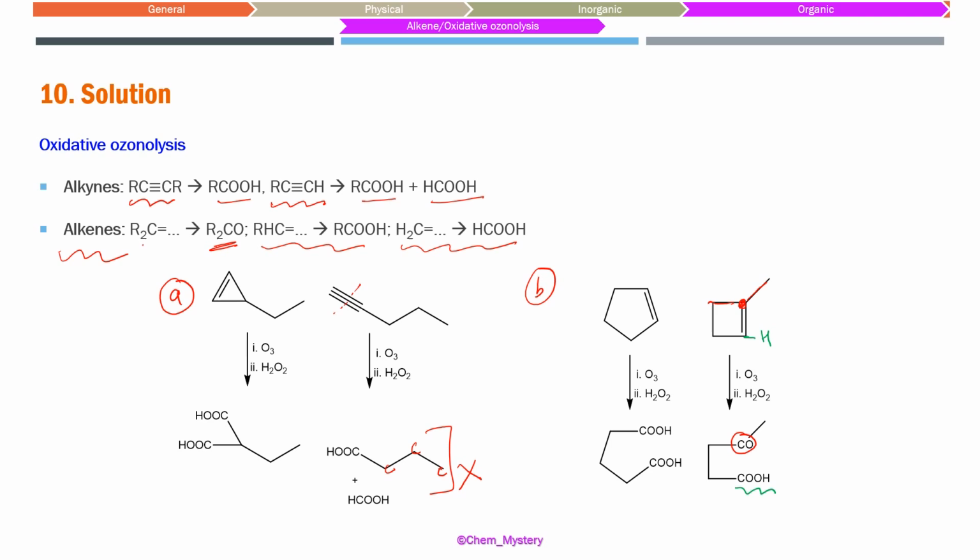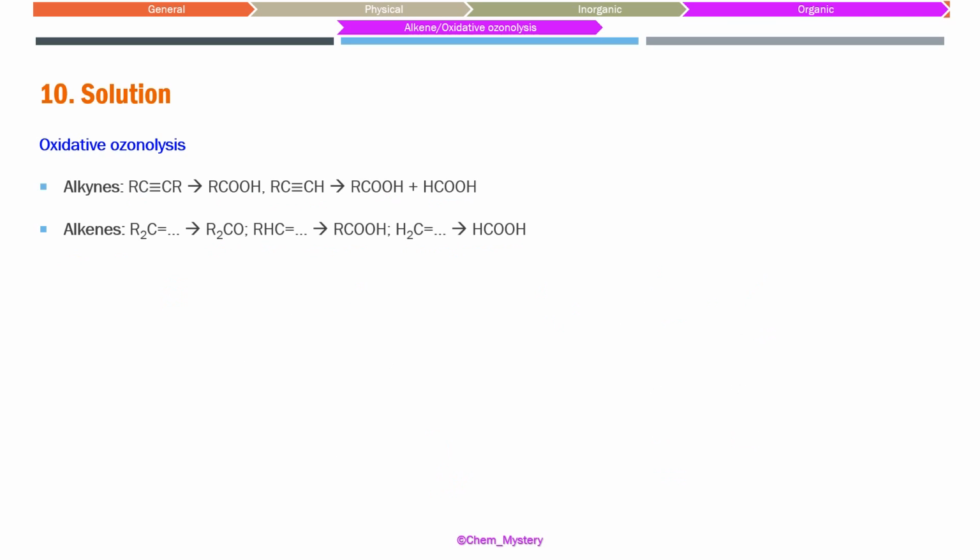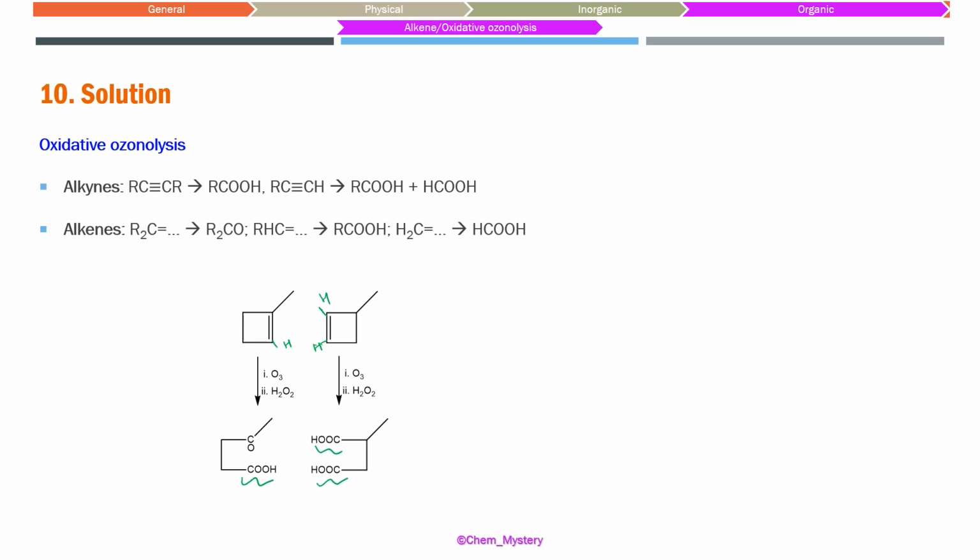Let us see option number C and D as well. Option number C was given to us like this. So we have got here hydrogen, here we have hydrogen, here we have hydrogen. These things are converting into carboxylic acid, carboxylic acid, carboxylic acid. In the other case, here you have got two alkyl groups, so that is going to convert into carbonyl. So option number C is also going to work.